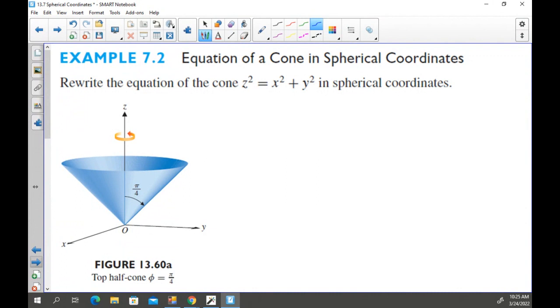Rewrite this equation of the cone. This is a cone. It's graphed here, or at least half of it is graphed here. And we want to rewrite this using spherical coordinates. Okay, Shama, what you wrote there is using the cylindrical coordinates. What you wrote is perfect for cylindrical coordinates. Now we're going to use the spherical ones.